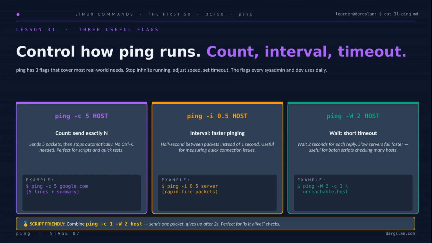The tighter that spread, the steadier your connection. Now, by default, ping runs forever until you hit Ctrl+C. Fine when you're watching, useless in a script. So let's meet the 3 flags that put you in control. -c sets a count, ping -c 5 google.com sends exactly 5 packets and stops. -i changes the interval, drop it to half a second for rapid-fire testing, and -w sets how long to wait for each reply so a dead host fails fast instead of hanging. Combine them, ping -c 1 -w 2 host, and you've got Tom's perfect "is it alive?" check in a single line.